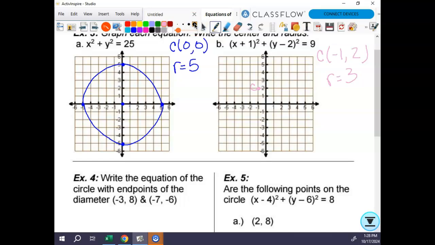Then from the center, I'm going to go to the right, 1, 2, 3, make a point. Go back to the center, go to the left 3. 1, 2, 3. Go back to the center, go down 3. Back to the center, up 3. And then that would be the basic circle you're trying to find.